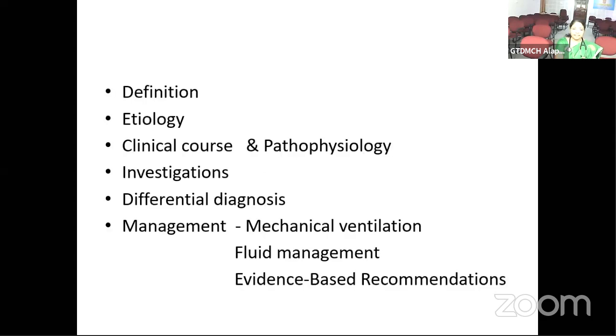In a nutshell, we will discuss the definition, etiology, clinical course, and pathophysiology. We will discuss something about the investigations, differential diagnosis, and the management. In the management, we will briefly go through mechanical ventilation, fluid management, and evidence-based recommendations. This class is based on Harrison's textbook, so if you have any doubt, you can refer to that book.